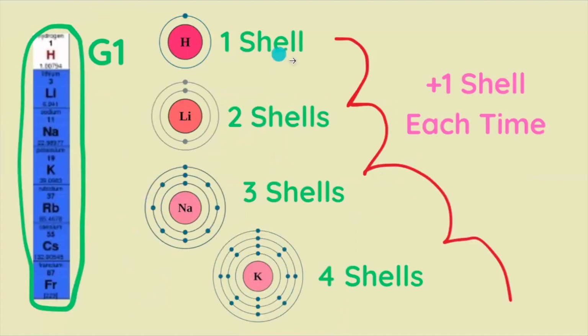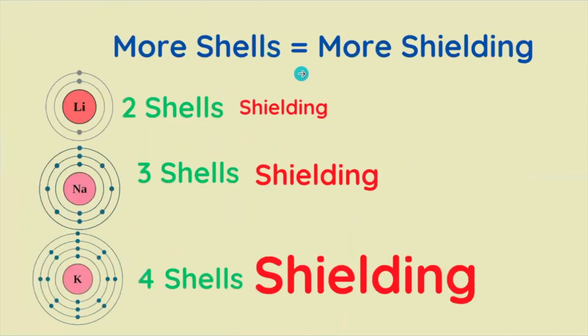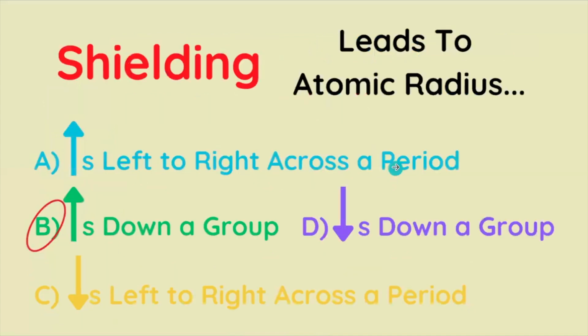Here we see that we add shells as we descend down a group. And the more rings of electrons we have, the more shielding that's occurring, simply because there's more layers of electrons to block the outermost electron shell from connecting with and forming a strong bond with the nucleus. Therefore, B is our answer. Shielding makes atomic radius increase as we go down a group on the periodic table with additional electron shells, so more shielding.